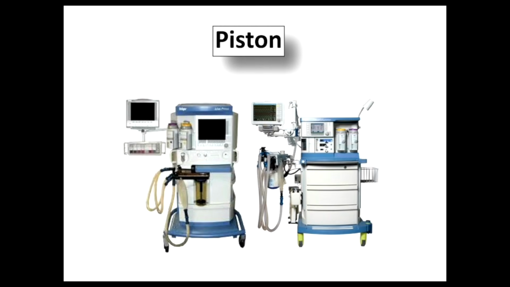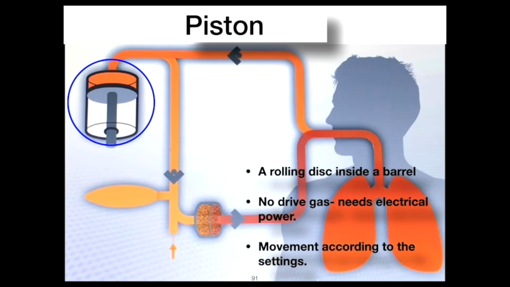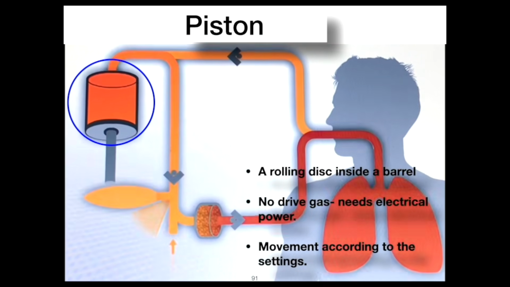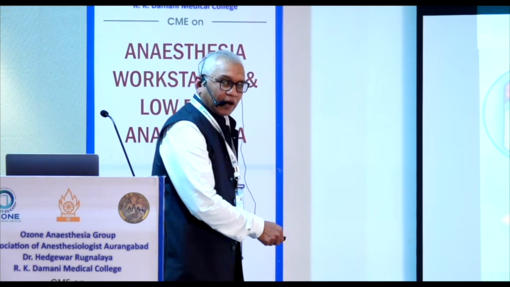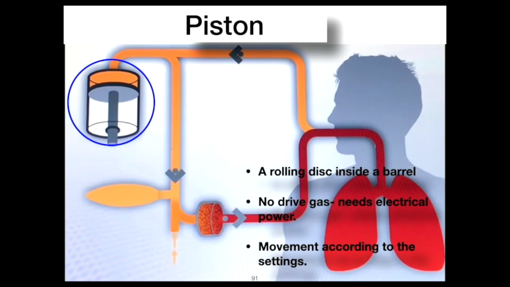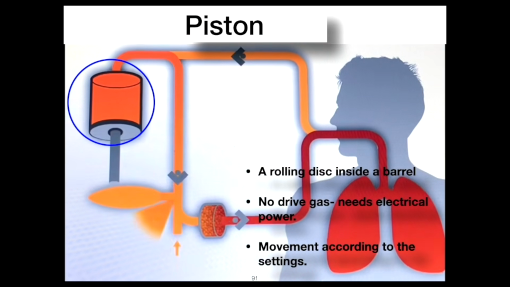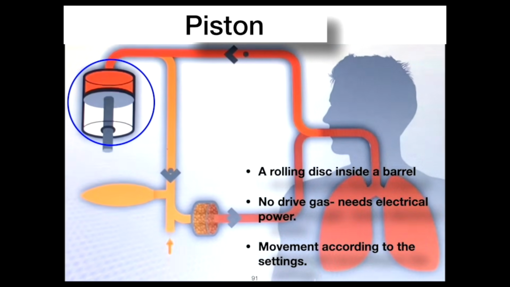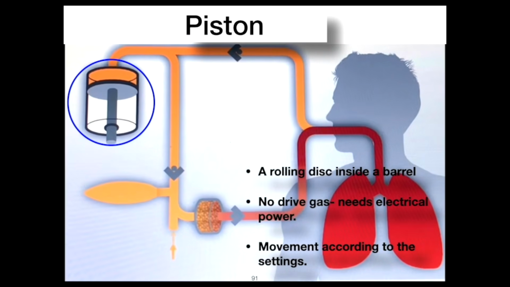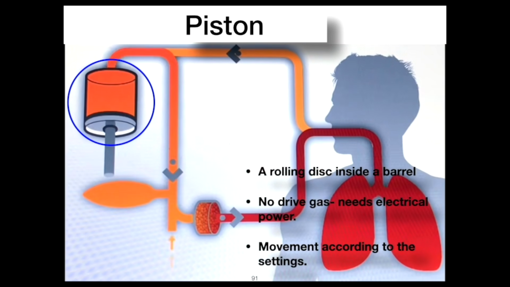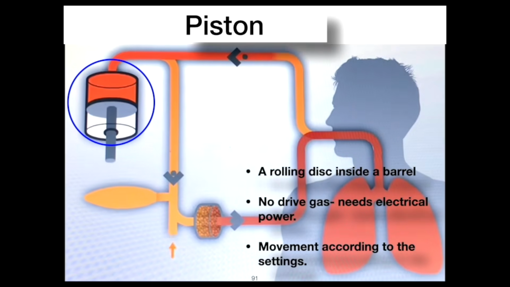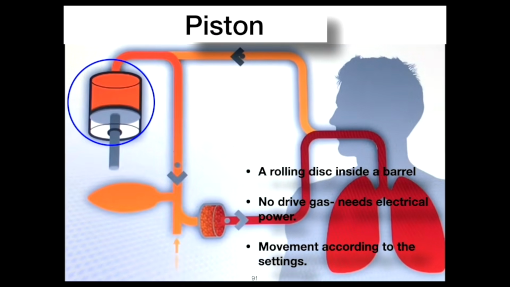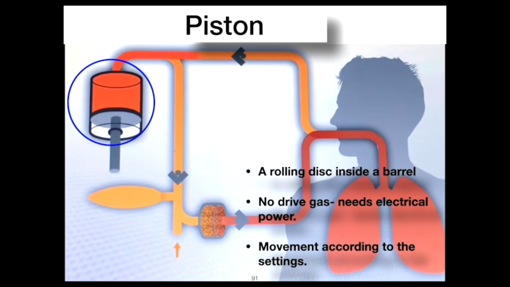Now piston, which is a technology you have already understood. Basically it is a rolling disc inside a barrel. एक barrel है, उसमें rolling disc है, which is moving. The movement is through electrical power and does not require any oxygen. So oxygen consumption is less in that situation because oxygen is not used for squeezing the bellows or moving the piston. And the movement is according to the setting. With the software, the accuracy is quite good in such a system, versus bellows, where the accuracy will vary if it is not starting from this point.